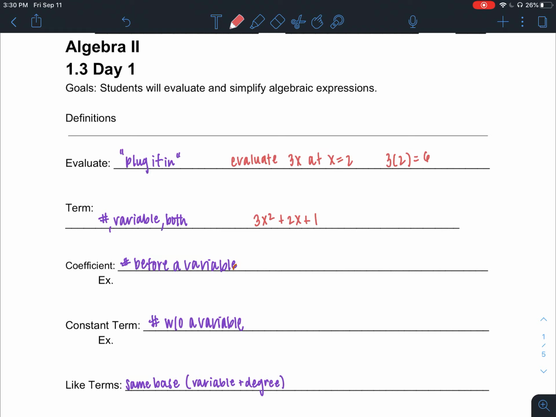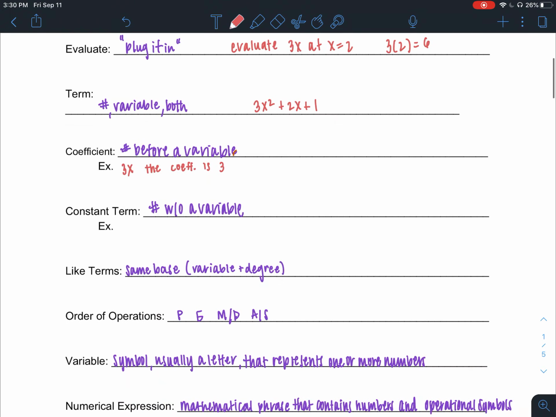Next up, we have coefficient. That's the number before a variable. So if we have 3x, the coefficient is 3. A constant term, otherwise known as a constant, is just the number without a variable. So that could be any number: 2, 27, 348, and so on and so forth.